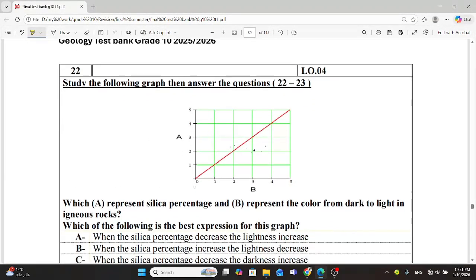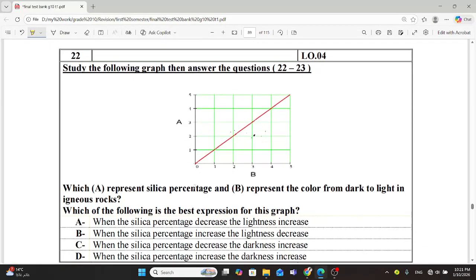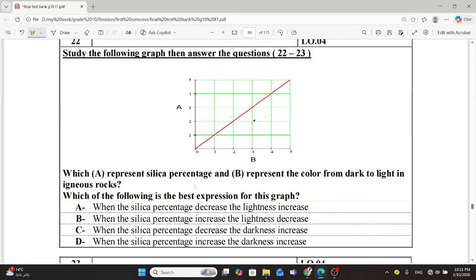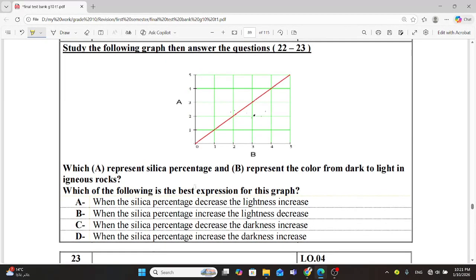Next, study the following graphs and answer questions 22 and 23, where A represents silica percentage and B represents color from dark to light in igneous rocks. Which of the following is the best expression for this graph? When the silica percentage decreases, lightness increases? No, lightness decreases. When the silica percentage increases, lightness decreases? No, it increases. When the silica percentage decreases, darkness increases. Correct.